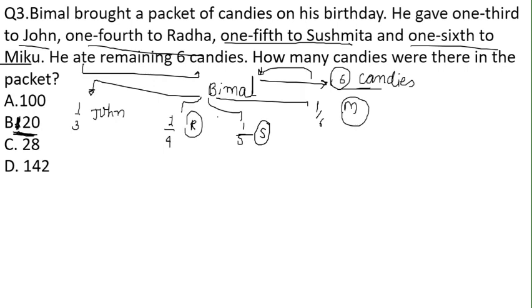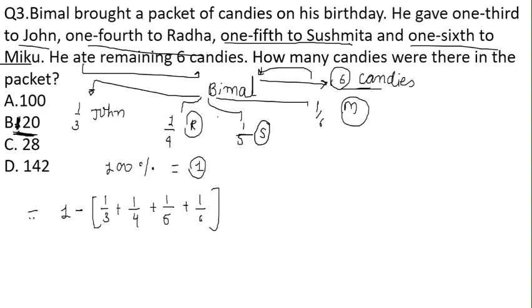Whenever we are solving such type of question, always consider that the initial amount is 100%. Suppose Bimal is having 100 chocolates. It means 100% of the quantity is to be considered, and this 100% is considered to be 1 unit. From 1 unit he is going to distribute 1/3 to John, 1/4 to Radhika, 1/5 to Sushmita, and 1/6 to Miku. Now from this 1 unit we are going to subtract the quantity he has distributed to John, Radhika, Sushmita, and Miku. Am I right?